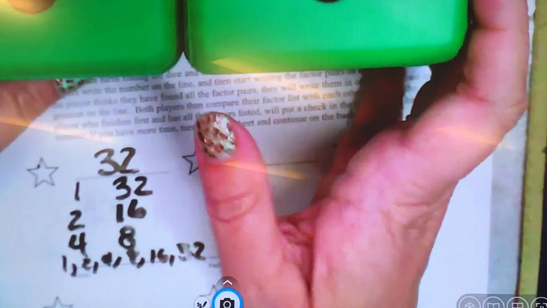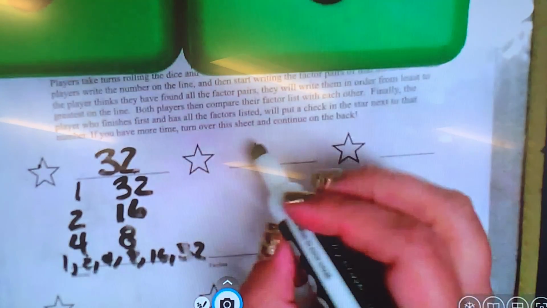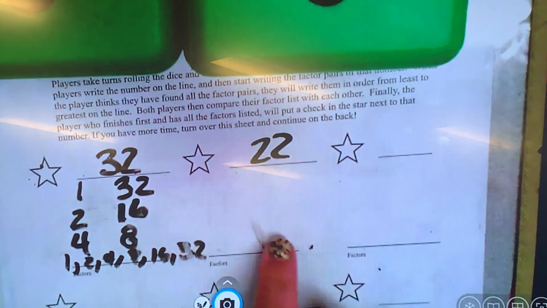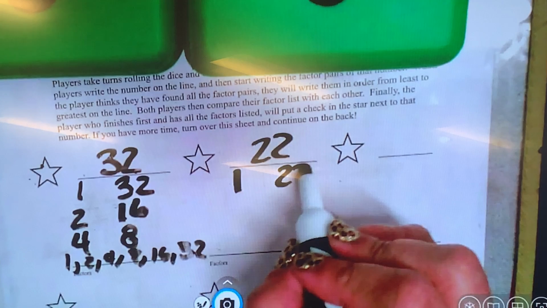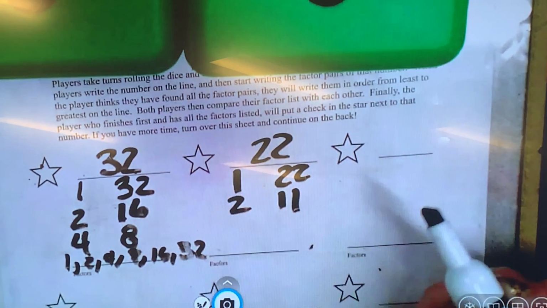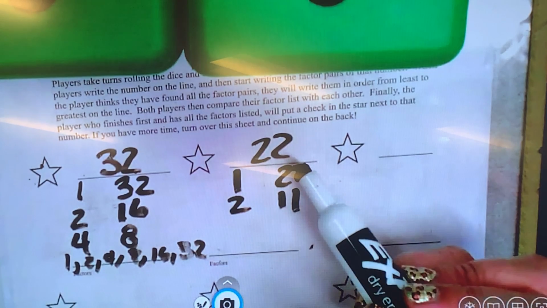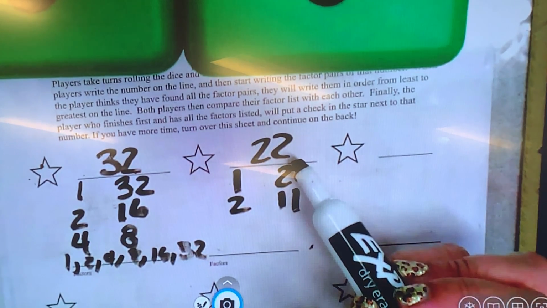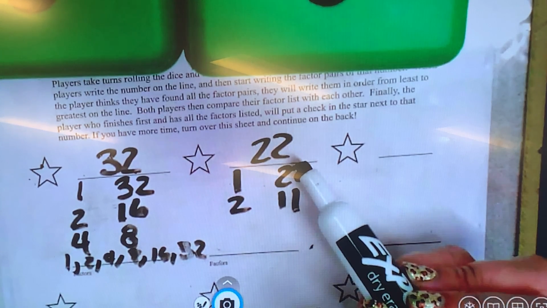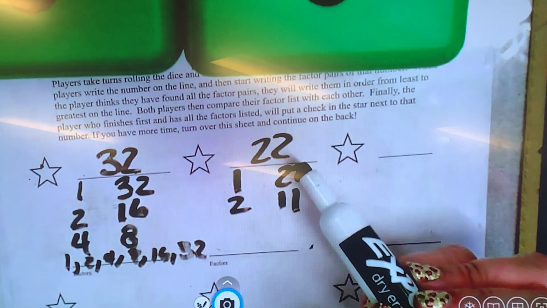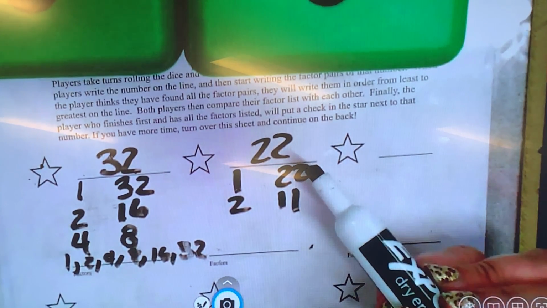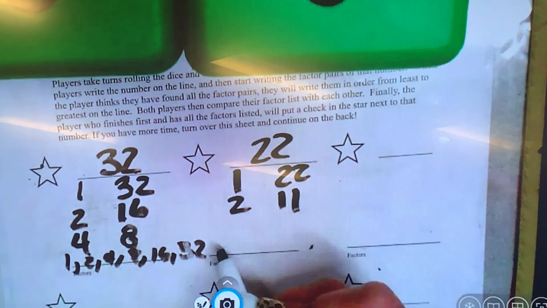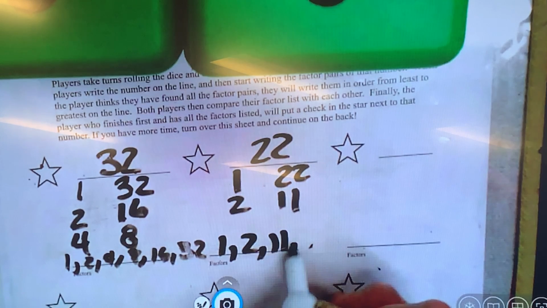Oh, I got 22. That'll be a fun one. 22 is what I rolled. Remember, if any number repeats the same digit, one of the factors will always be 11. So we'll do 1 and 22, 2 and 11. 2 plus 2 is 4, so 3 will not work. 4 does not work. That number is not 5 or 0, so 5 does not work. 6, 7, 8, 9, and 10 do not work. We're back to 11. So 1, 2, 11, and 22.